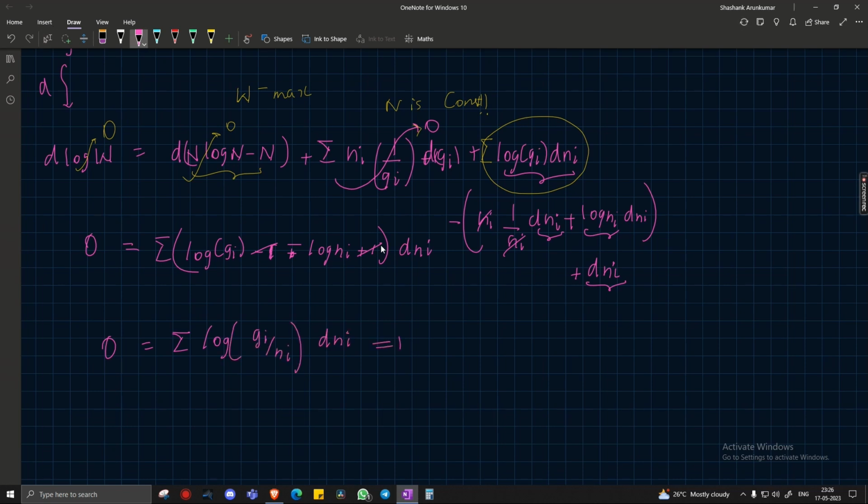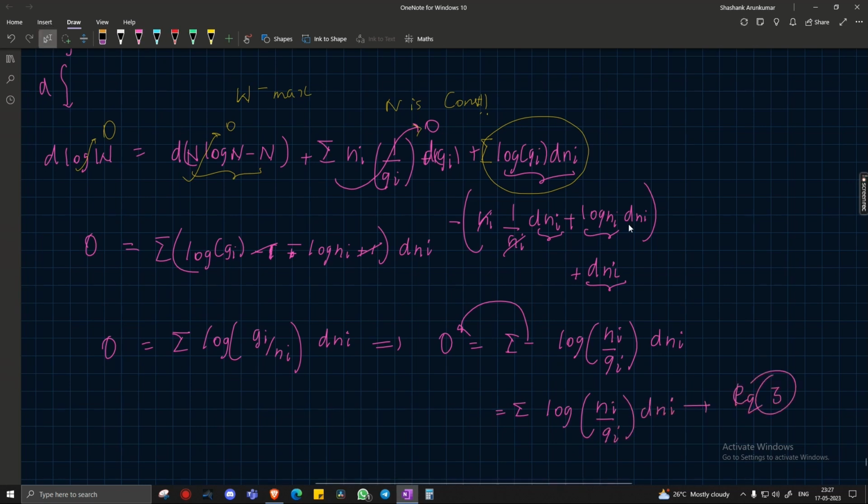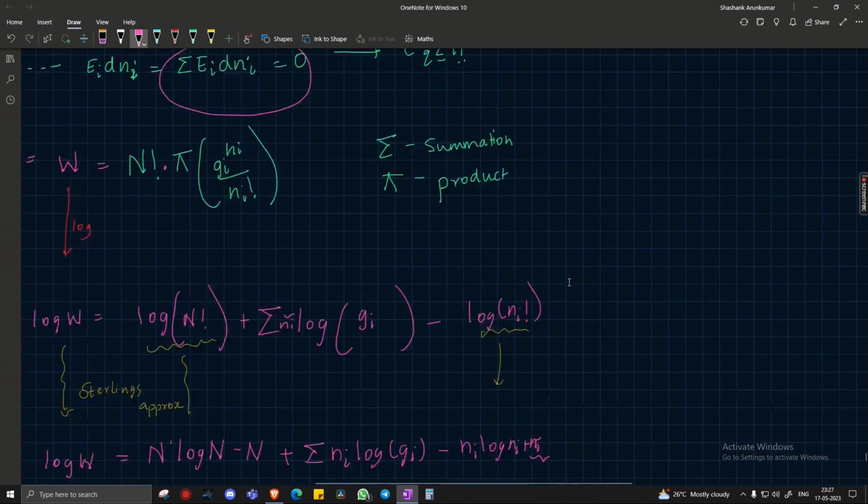Now, if you want ni in the numerator, we can take a minus sign out, and that will give us sigma log ni by gi. So now we can take the minus sign to the other side. So let's not waste time. Let's write this as equation 3. So basically, I have this expression to be equal to 0. I have equation 1, equation 2, equation 3 to be equal to 0.